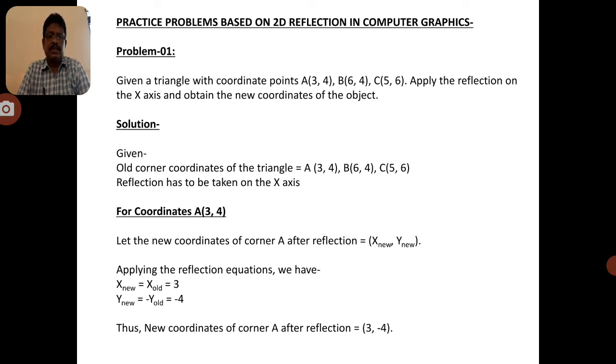So that's why here x new equals x old. The same value is taken, with no change of the x value, because the reflection takes place on the x-axis. So that's why the 3 value is taken. And y new equals minus y old. So the negative sign is taken on the y coordinate, that is minus 3. So what are the new coordinates after applying the reflection for coordinate A, 3? Here we can observe in the triangle that three coordinates are given, so we can apply it to each and every coordinate.